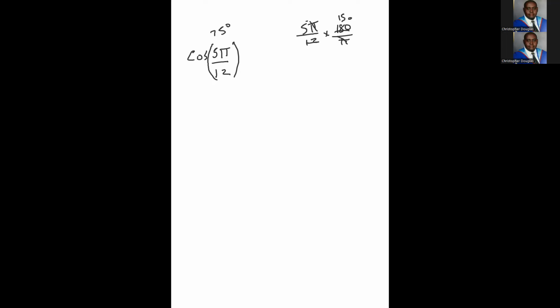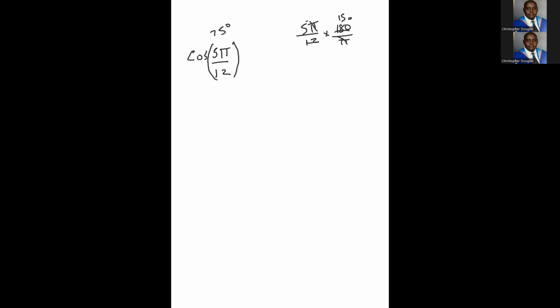What combination is going to give me 75? Out of 45, 30, and 60, it is 45 and 30. So I need to find out, remember, I know it's going to be 45 plus 30, but I can't write 45 plus 30, because remember, it's radians I'm dealing with. So I need to know what is 45 degrees and what is 30 degrees in radians. So that means I have to reconvert.